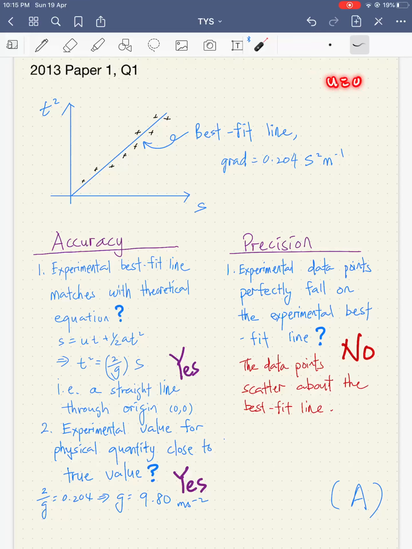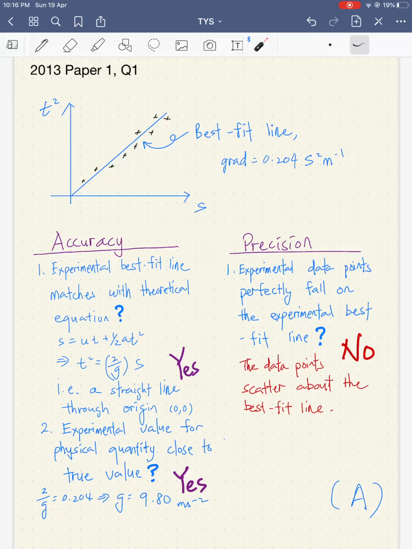That means initially the speed is 0, and then the object falls, and he records the time and the distance traveled s, and then he plots t squared versus s. t squared is the time, s is the distance traveled, and this is his data points. He plots a best fit line, and from the best fit line he gets the gradient of the line, 0.204 second square per meter.